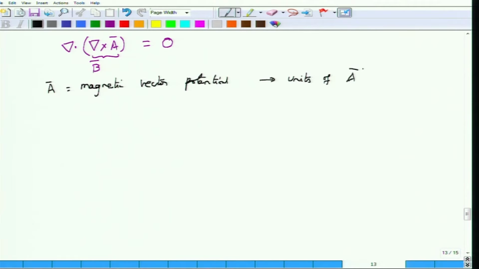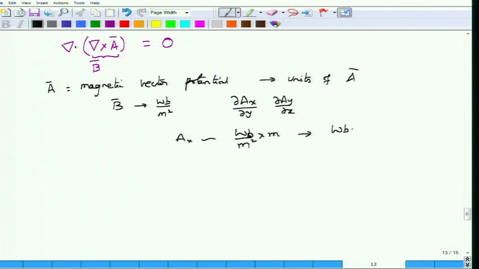Think about that a little bit. B is measured in Webers per meter square. And for the curl operation, what is that operation involving? Curl of A will have terms like del Ax by del y, del Ay by del x, and appropriately del Az by del x, and so on. So Ax, Ay or Az will have to be measured as Webers per meter square multiplied by meter, because the change in y or change in x is measured in meters. Therefore, the units of A is Weber per meter.